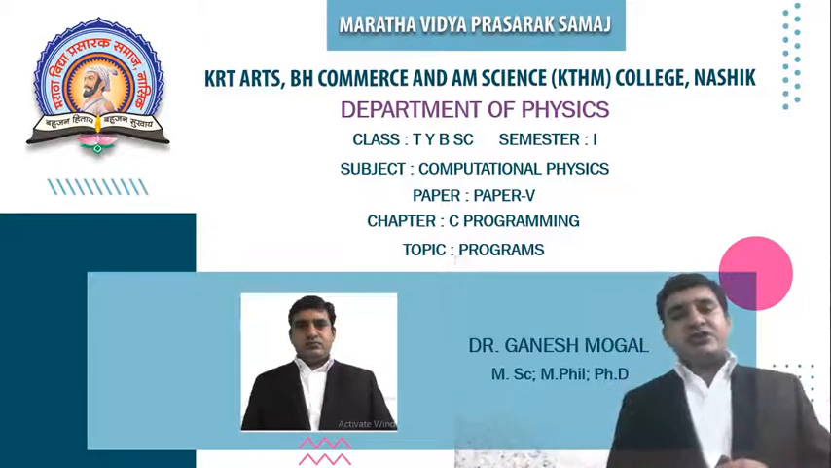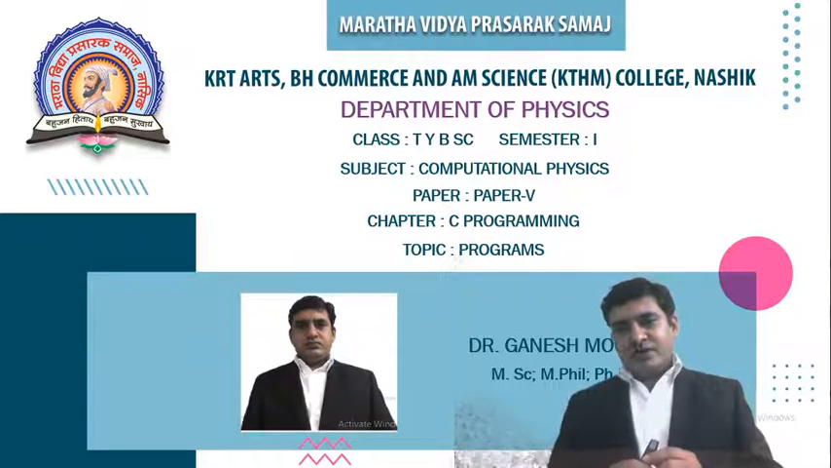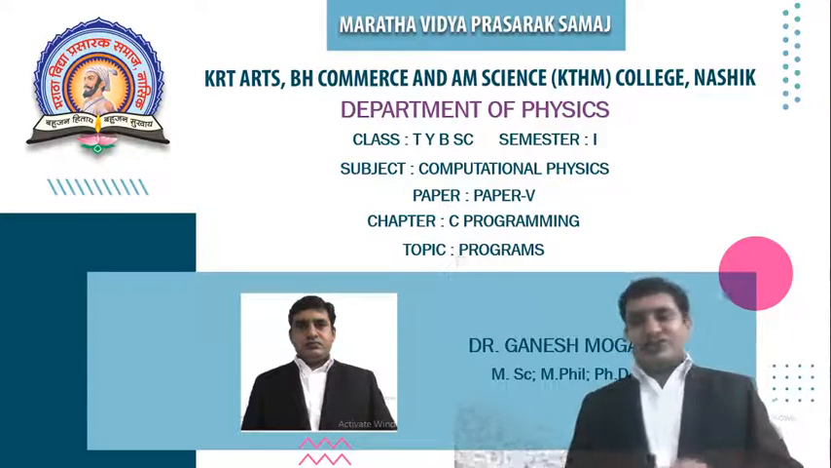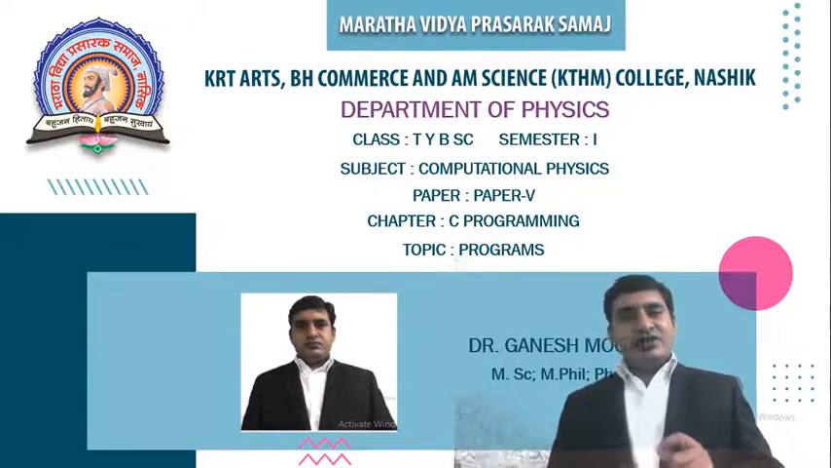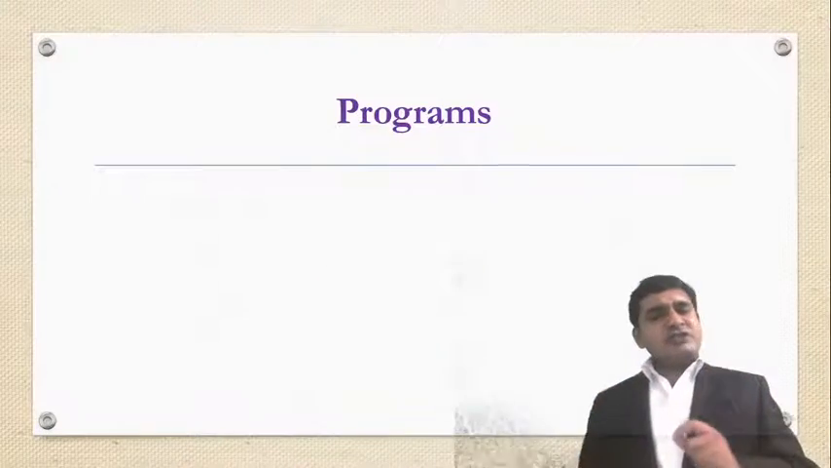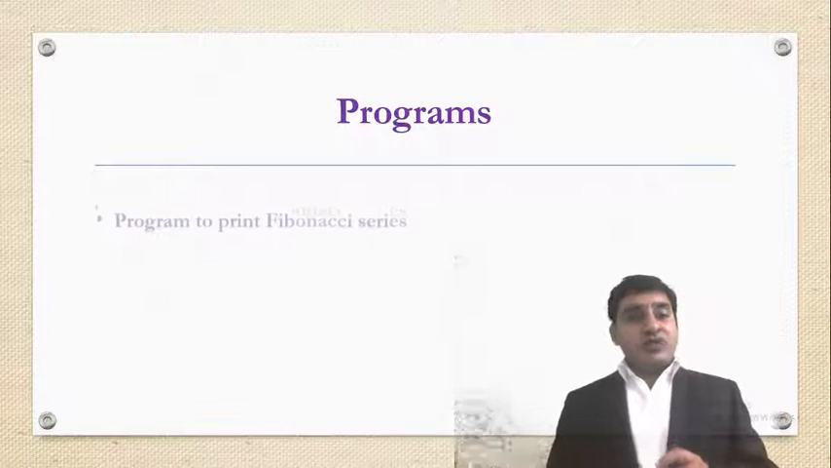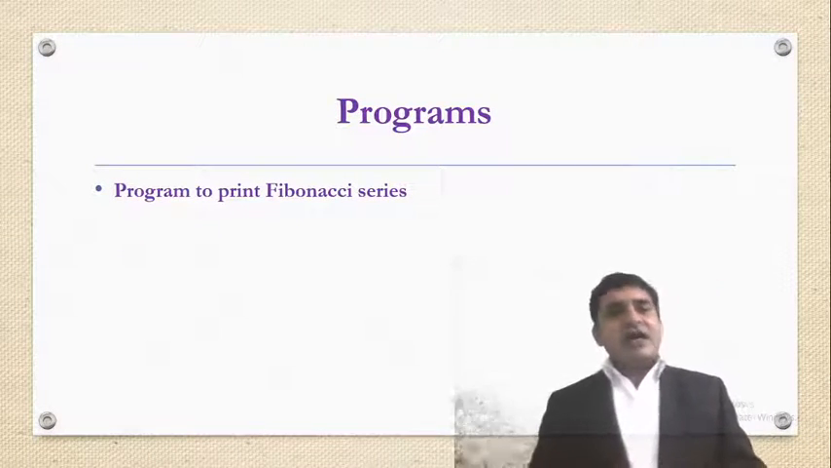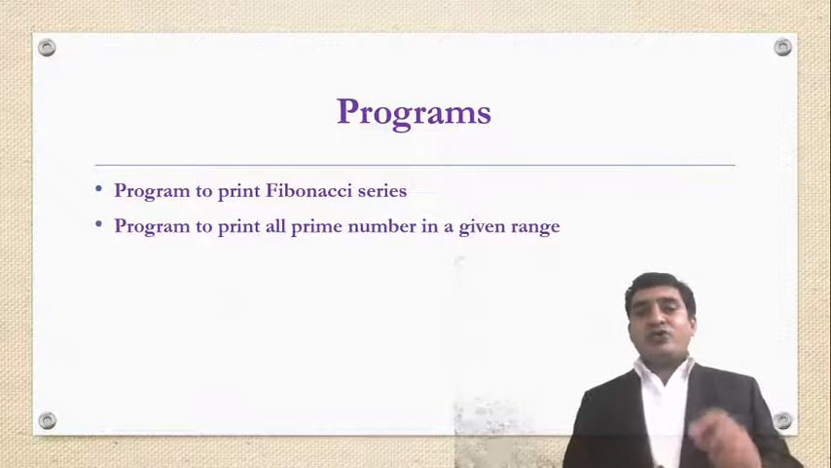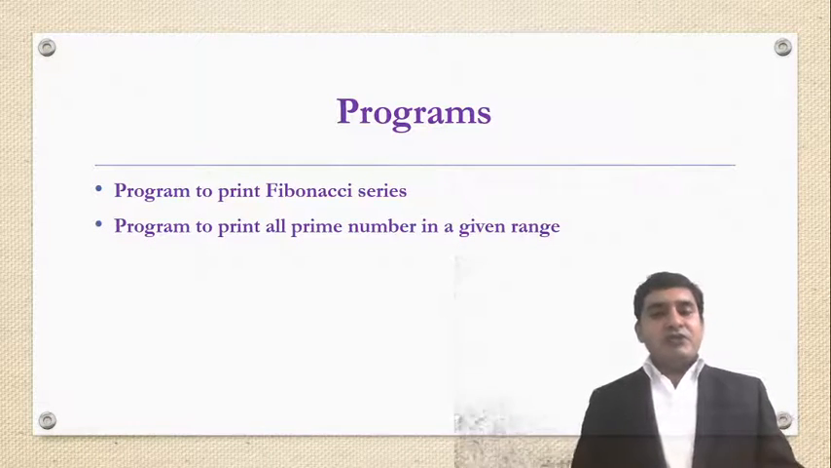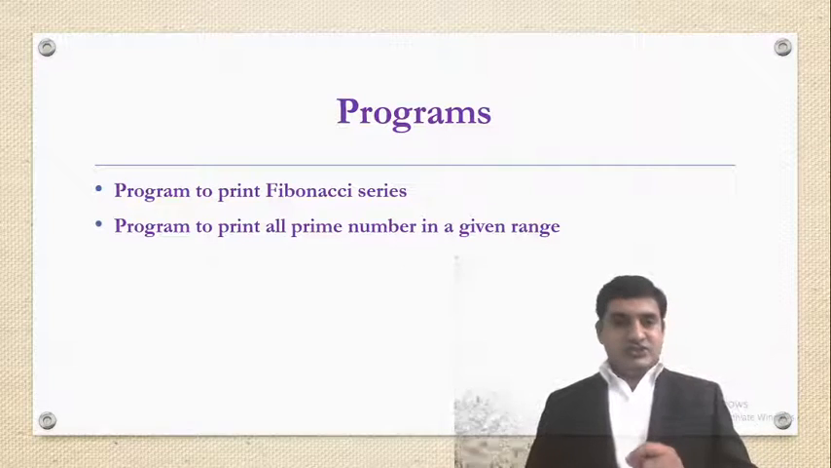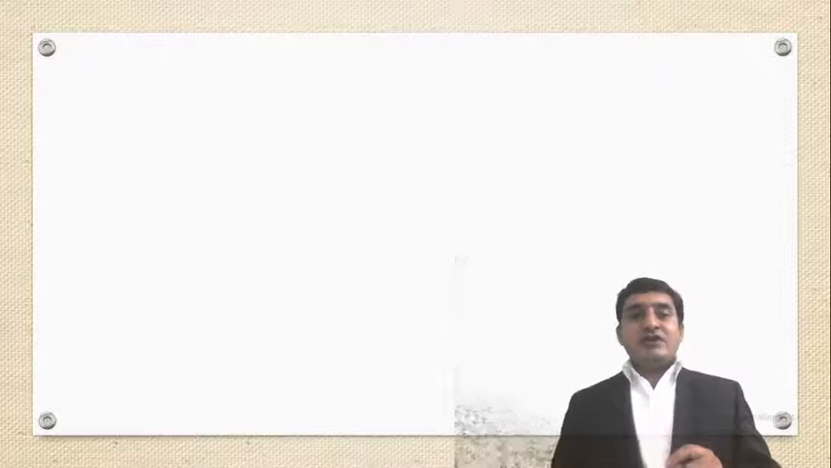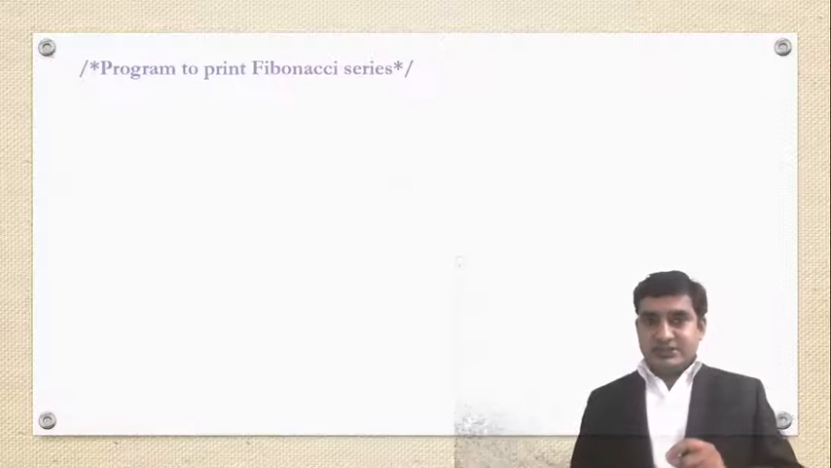Our second chapter is C programming, and in this lecture we have to see two programs. The first program is a program to print the Fibonacci series, and the second program is a program to print all prime numbers in a given range. So our first program is a program to print the Fibonacci series.